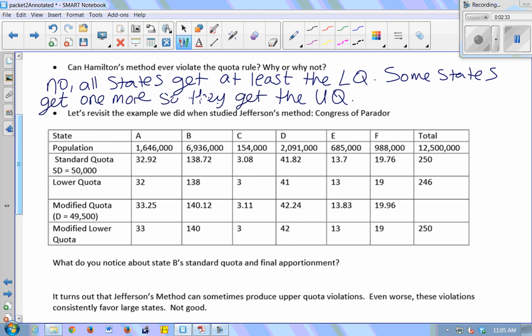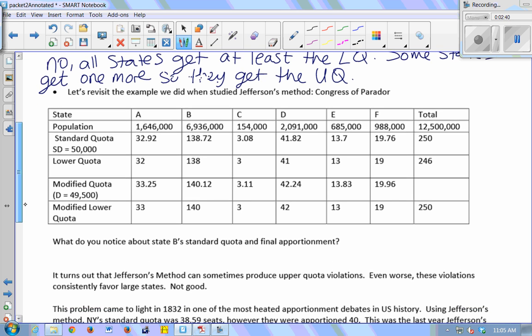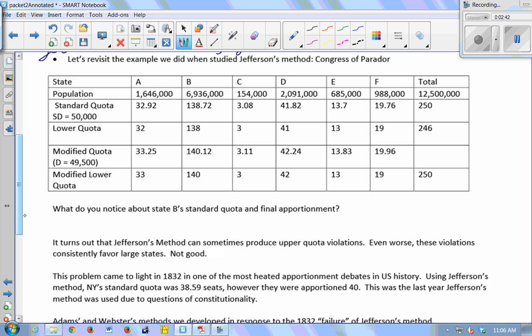But let's revisit the example we did when we studied Jefferson's method, the same Congress of Peridor example. I have it all done out here. We got the standard quotas, we rounded everything down, we added them up and it only came out to 246, so we made the divisor a little bit smaller, went to 49,500, got new modified quotas, rounded them down, and now that adds up to 250.